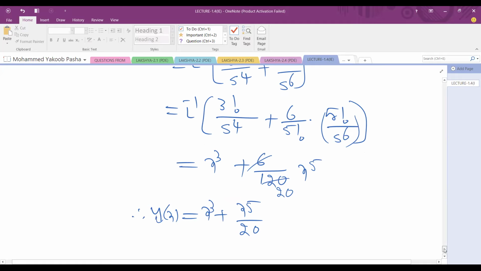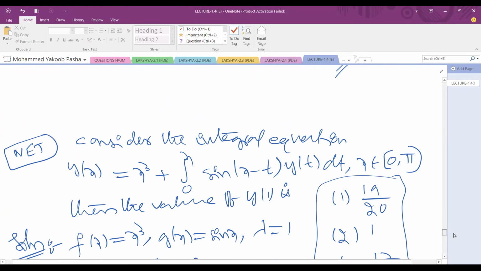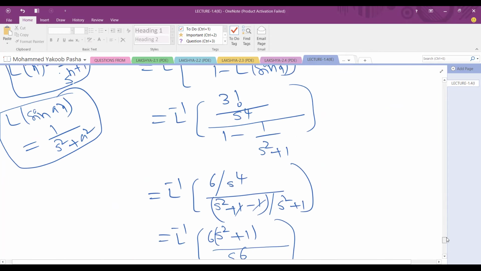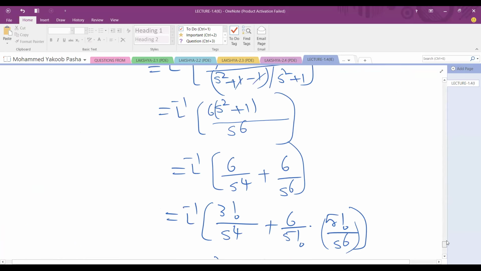What do we have to calculate? What did he ask us to calculate? y of 1. Therefore y of 1, that is 1 cube plus 1 power 5 by 20. This becomes 21 by 20. So the fourth option, 21 by 20, is the right option. Clear? Okay, yes.